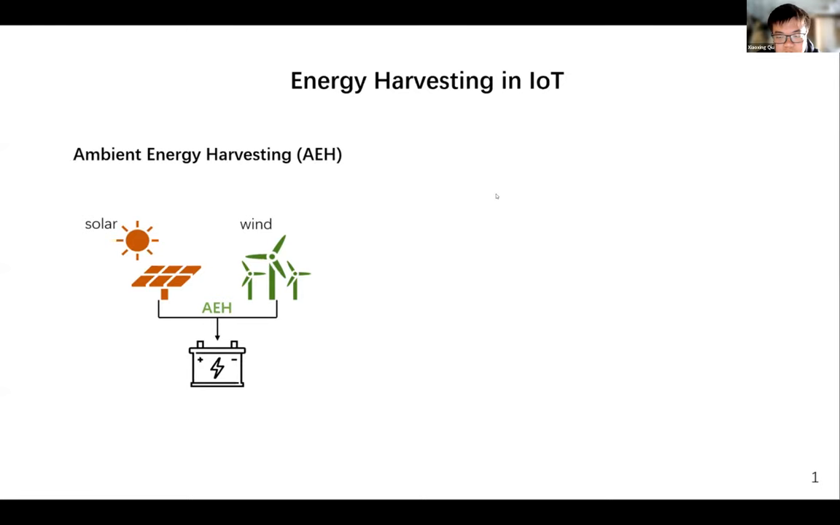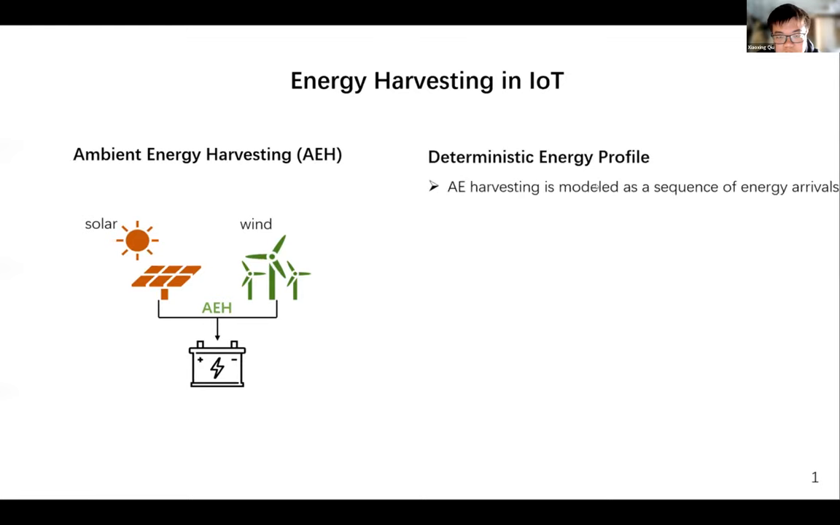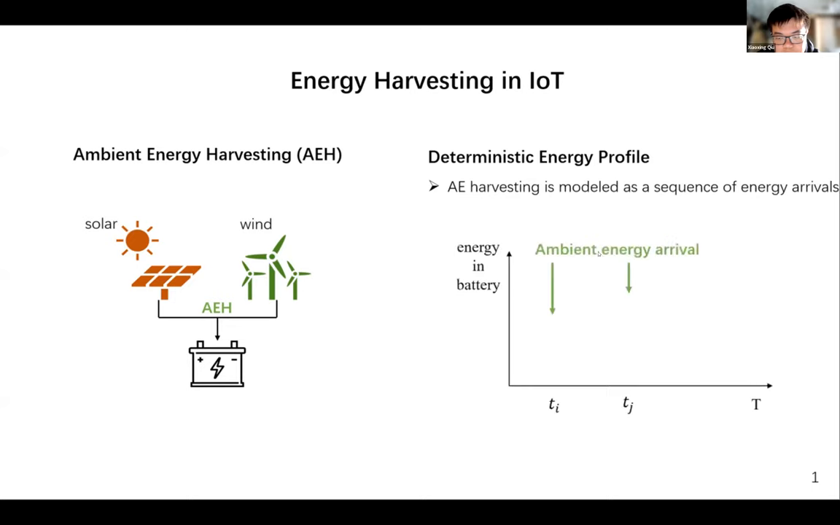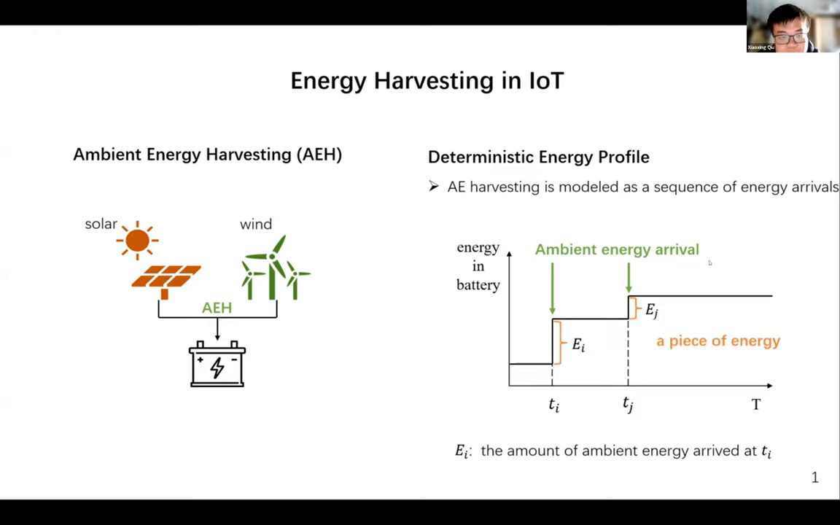Ambient energy harvesting often follows a deterministic energy profile. So we can model it as a sequence of energy arrivals, meaning that a piece of energy arrives and stores in the battery along with each arrival.